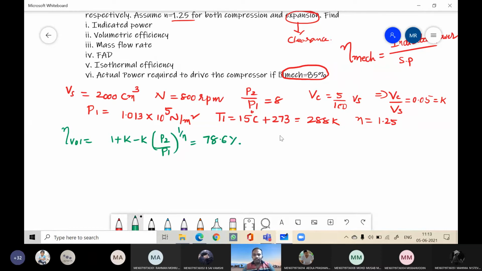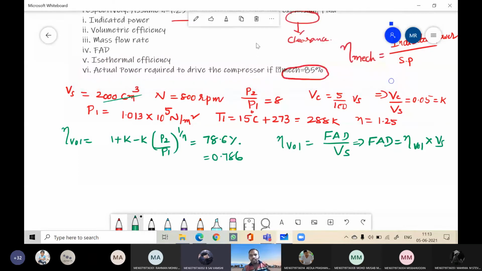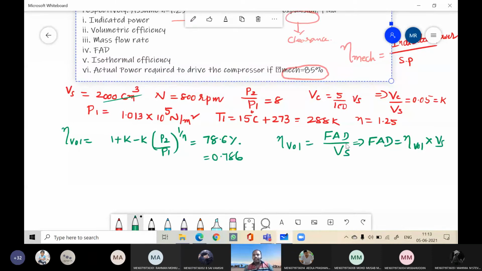Okay, and we know that volumetric efficiency, the other way, is free air delivered to the swept volume. Can I write? Yes. So from this I can calculate free air delivered also. Free air delivered is equals to volumetric efficiency into swept volume. Volumetric efficiency we got 0.786, and swept volume is given 2000 centimeter cube. So by using that we can calculate free air delivered also. Okay, right. Next will be indicated power.